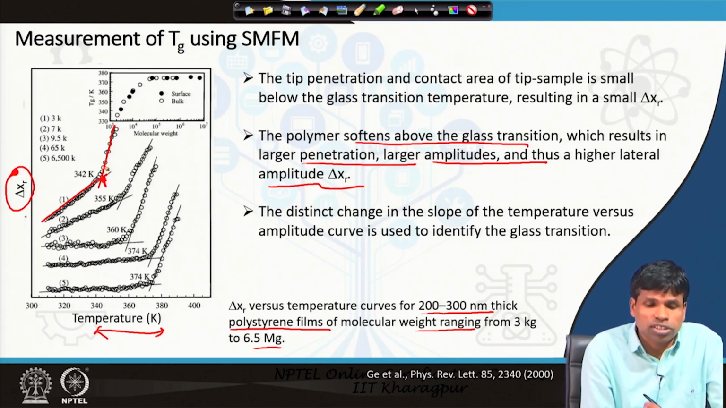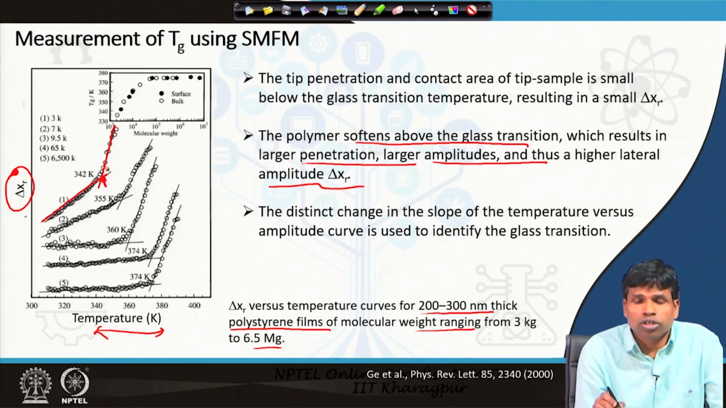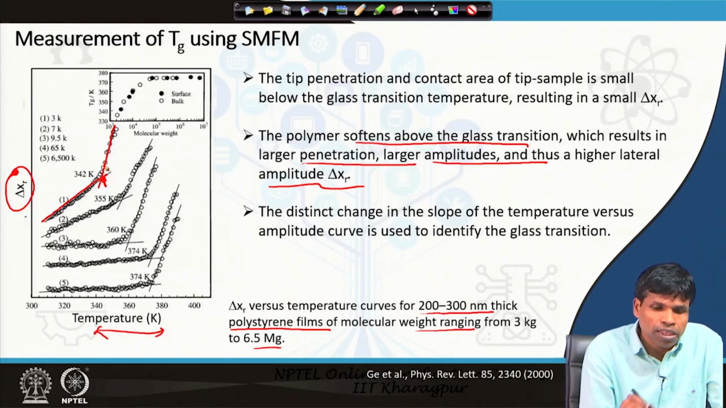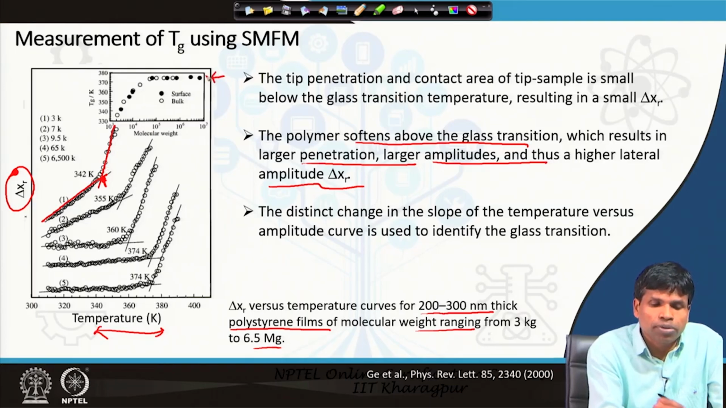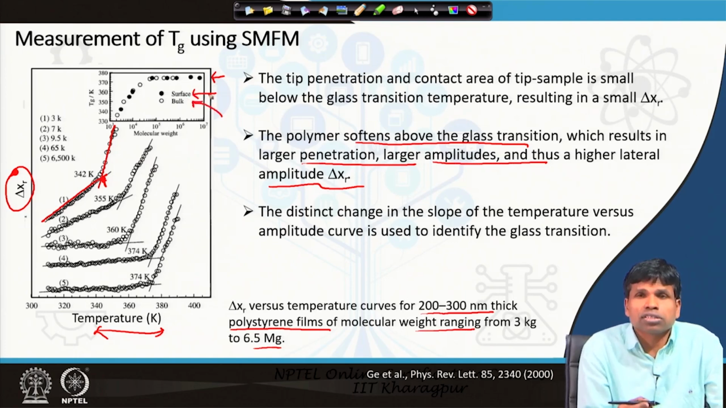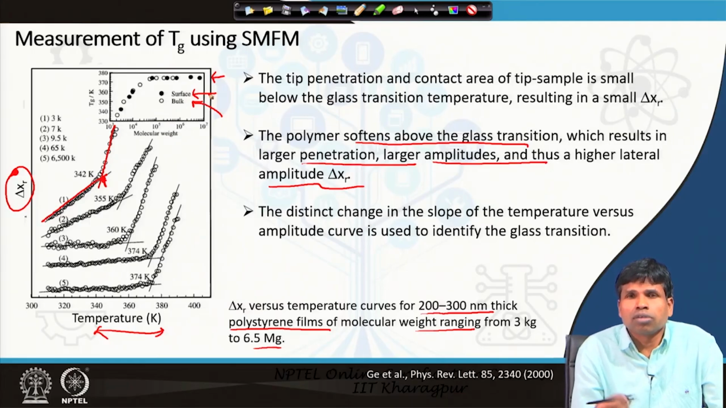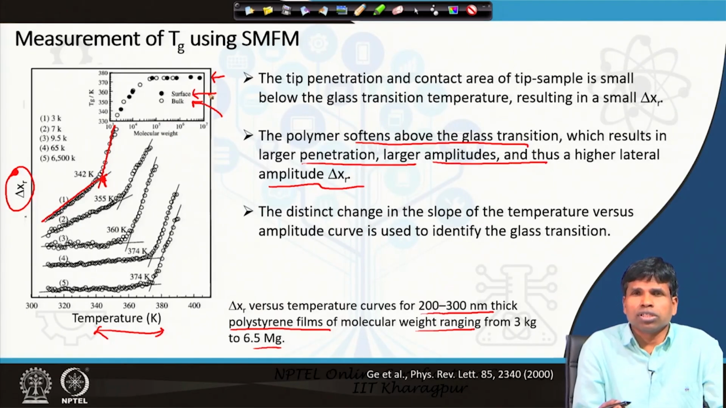We can measure the glass transition temperature using shear modulation force microscopy in the AFM, and it has been found that the glass transition temperature of the surface almost matches that of the bulk sample, and the bulk sample glass transition temperature is measured with differential scanning calorimetry. Normally, glass transition temperatures are measured with differential scanning calorimetry, but that is for bulk samples.